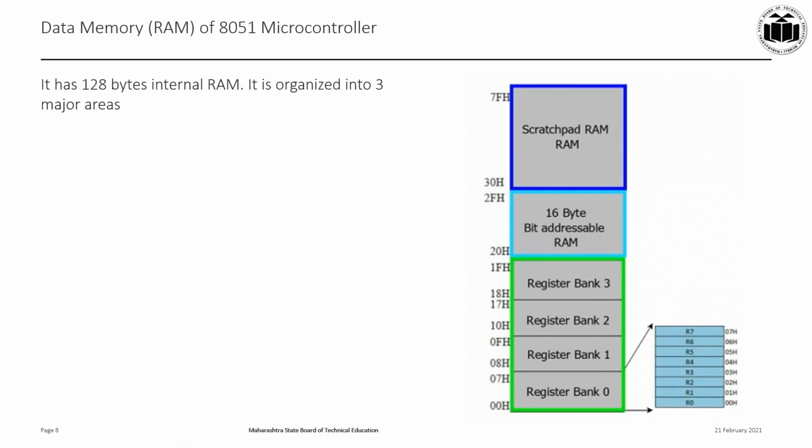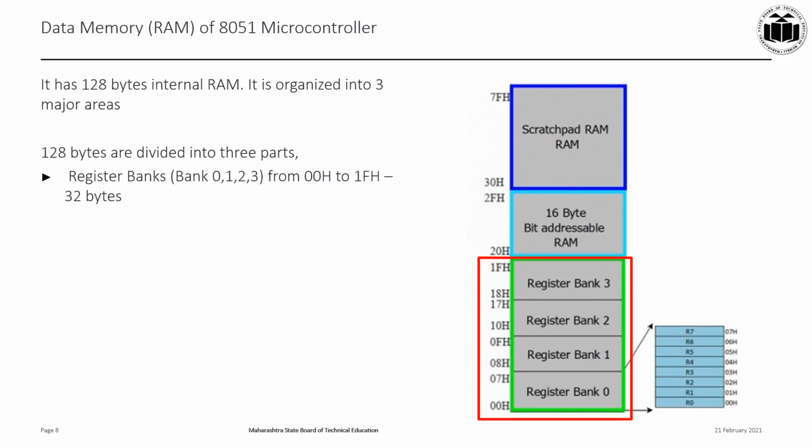Data memory. The data memory of the 8051 is 128 bytes, which is the internal RAM. It is organized into three major areas. The first one is the register banks, which are bank 0, 1, 2, 3, from 00 hex to 1F hex. The first 32 bytes of internal RAM, from 00 hex to 1F hex, constitute 32 working registers. They are organized into 4 banks of 8 registers each, which can be seen in the highlighted diagram.